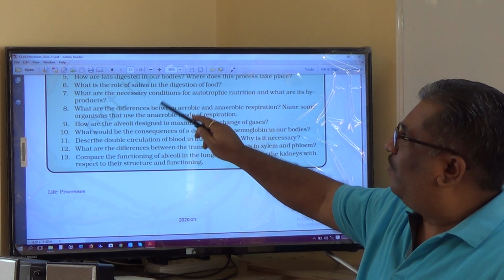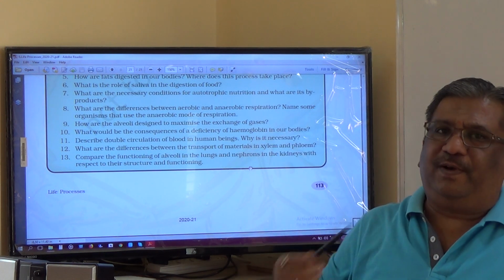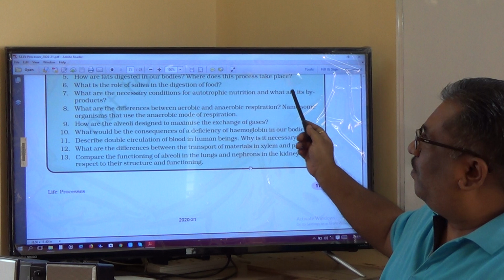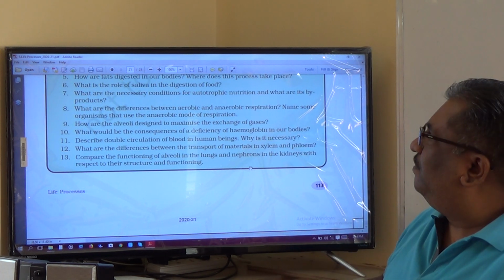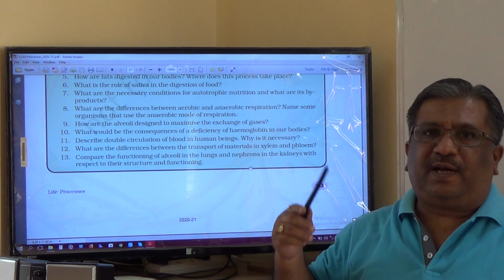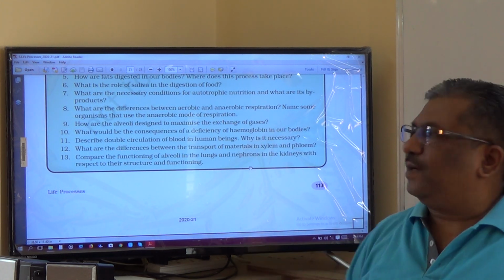So the thing is, what are the necessary conditions? Conditions are sunlight energy and chlorophyll, you can say basically. Okay, and what are its byproducts? Oxygen is a byproduct basically, you can say, because glucose is produced and that is used, and oxygen is a byproduct over here which is released into the atmosphere.